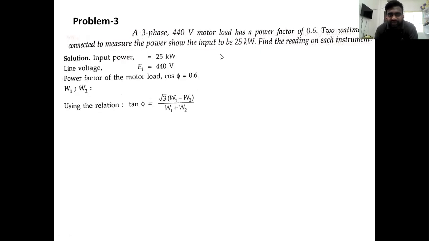If we see the given data, input power is 25 kilowatts, the line voltage is 440 volts, and the power factor of the actual load is 0.6. If we substitute the values here, first we need to find the value of phi. We know cos phi is equal to 0.6. We need the value of phi. Can anybody solve what is the value of phi? Let me check.